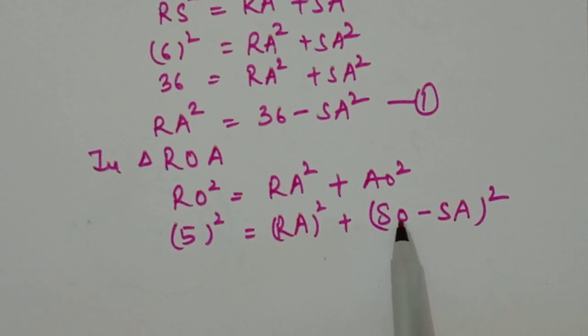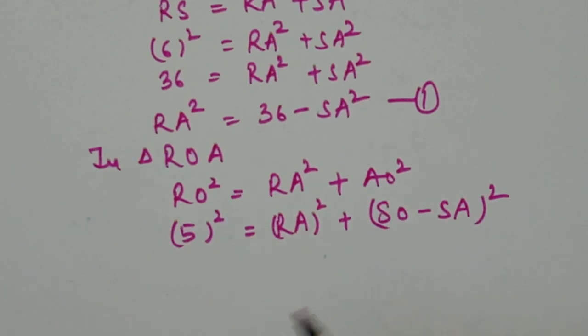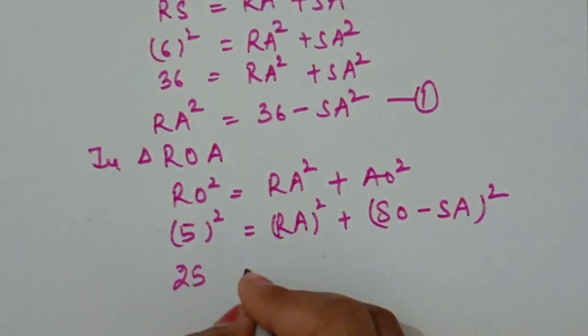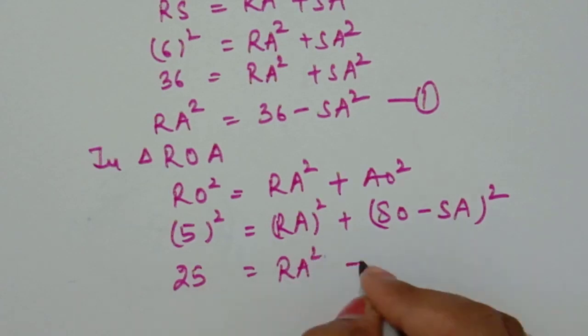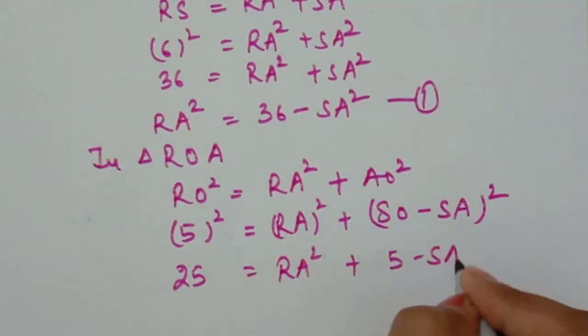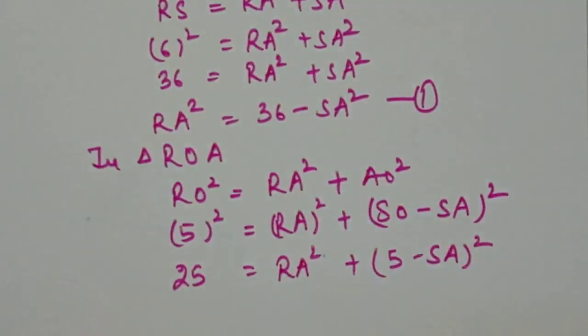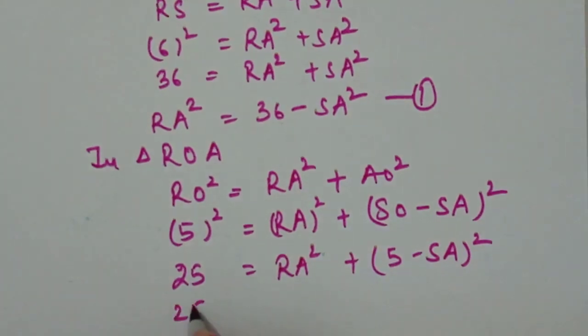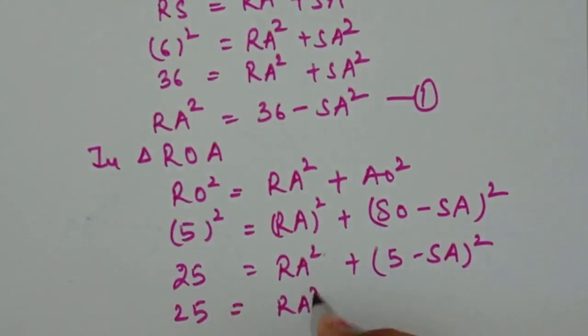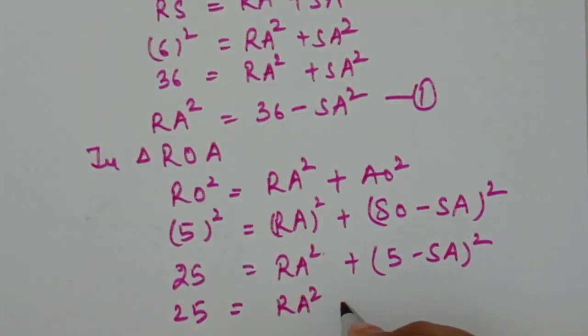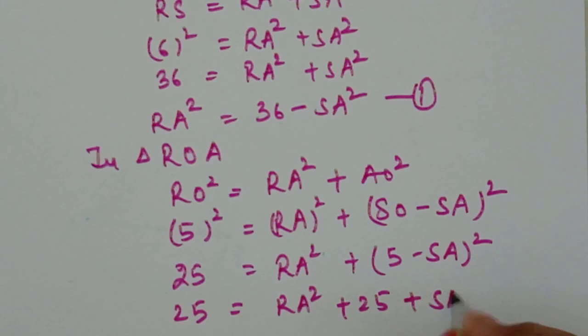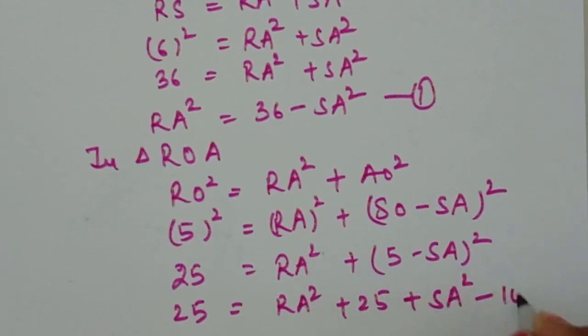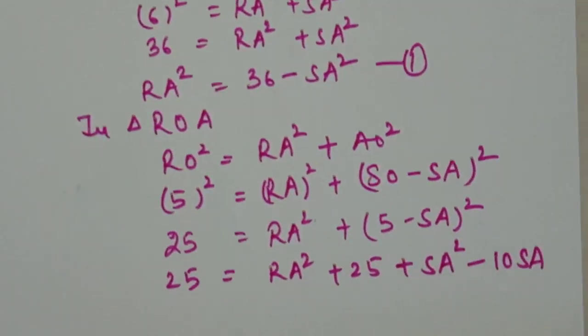Now you can say, ma'am, again we have an extra variable SO, but we know the value of SO, beta. It is the radius of the circle. So RA square is 5 minus SA whole square. Now we will open the whole square. We know that (A minus B) whole square is A square plus B square minus 2AB, so 10SA minus 2AB, 10SA.